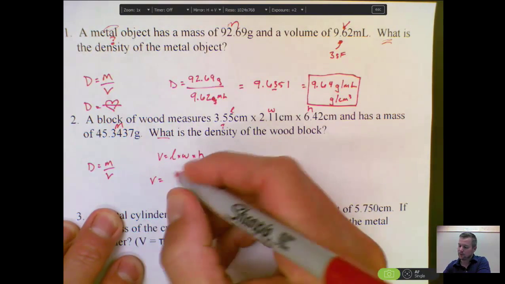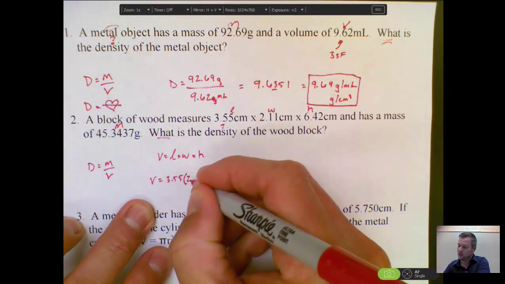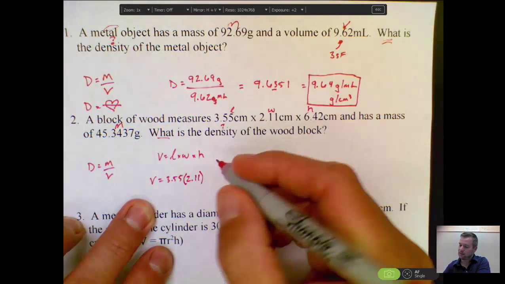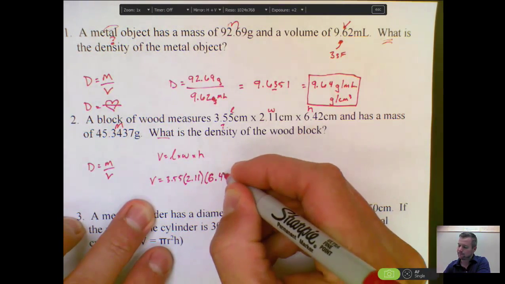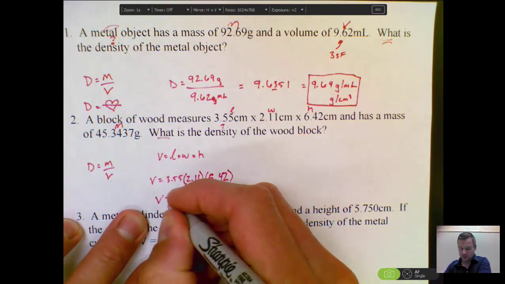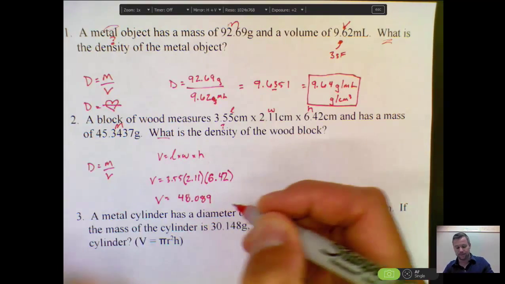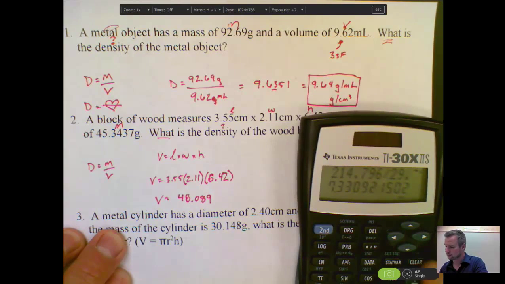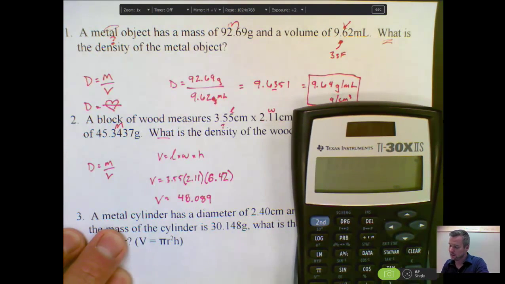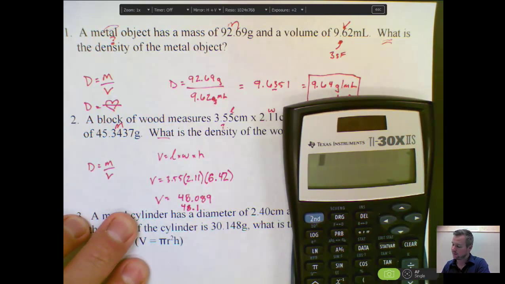So volume is going to be equal to 3.55 times 2.11 times 6.42. And that's going to give you 48.089. If we had to stop answering the question right there, we would round it to 48.1. And that's important to know so we can think about sig figs. I'm just going to show you how that all works.